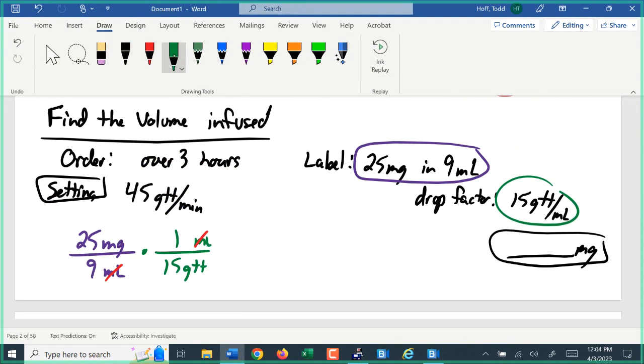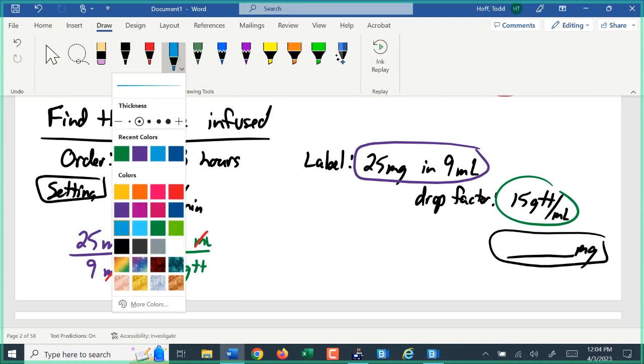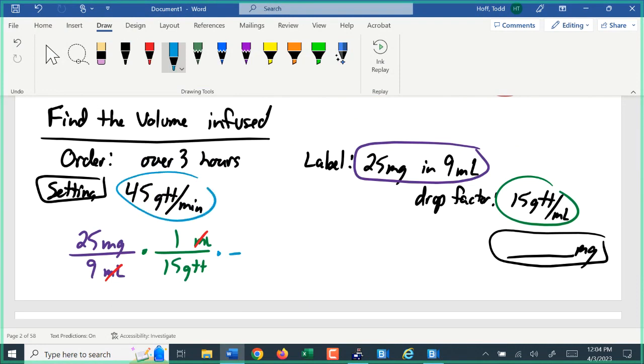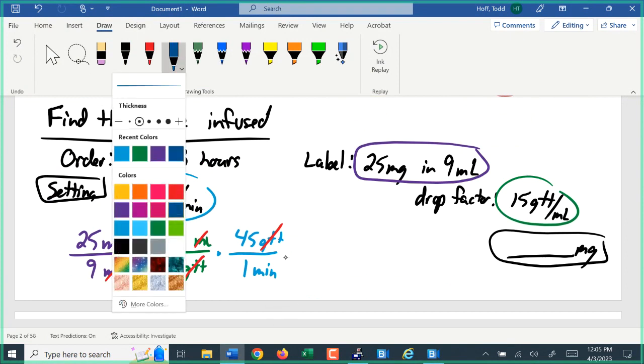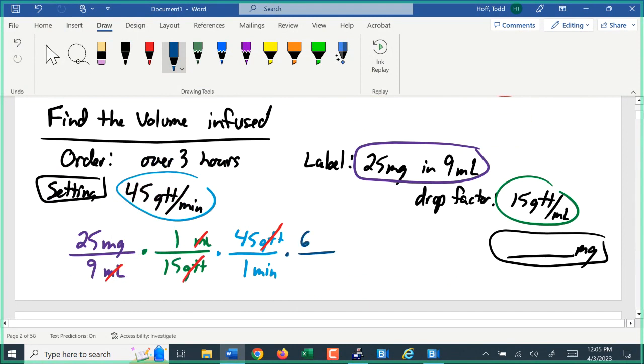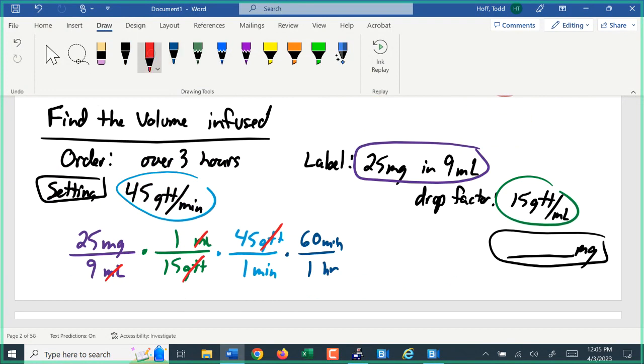Next, we need to get rid of the drops. We'll have the setting here is saying 45 drops in 1 minute. So that cancels out the drops. Now my time is set for 3 hours, so I need to change my minutes into hours. I'll put 60 minutes on top here to cancel out the minutes into 1 hour. Now I don't want the hours in there, right? That would give me 25 milligrams per hour.